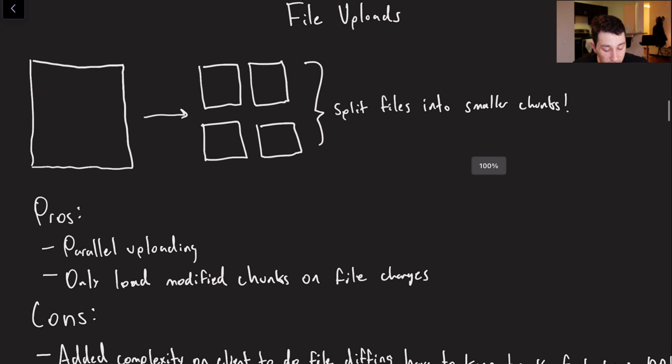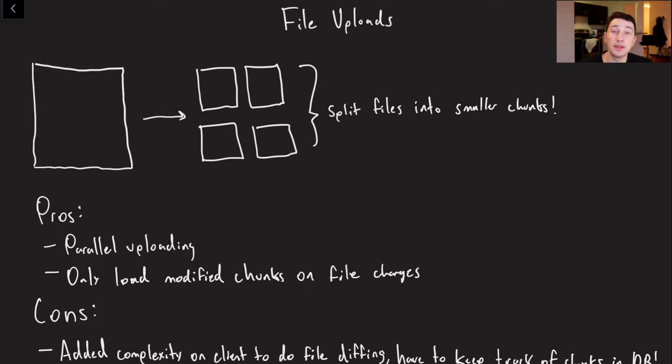Now let's actually start to talk about file uploading. So one thing that would be majorly useful for us here is if we take a given file, we go ahead and split it into a bunch of smaller chunks. Now, why would we do that? Well, there are actually a couple reasons. For starters, when we upload files to S3, or object storage, or wherever we're eventually going to be putting them, we can do this in parallel.